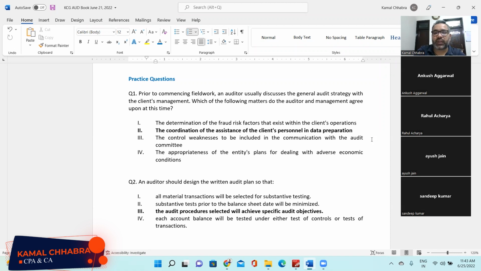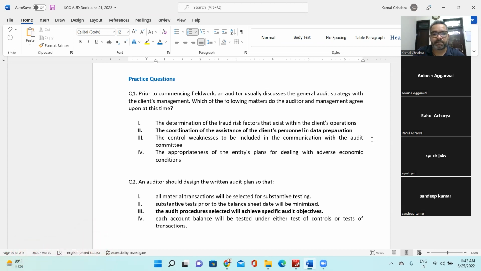So when those conditions come, only then will you be in a position to comment on them. But at a very early stage of the planning, you are just in a position to agree with the management about the coordination and support required from the respective management personnel. Makes sense, everyone? Yes. Rahul, Ankush, Sandeep. Okay, so next question for you.